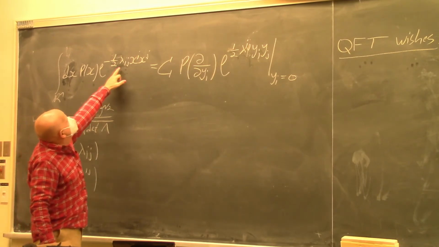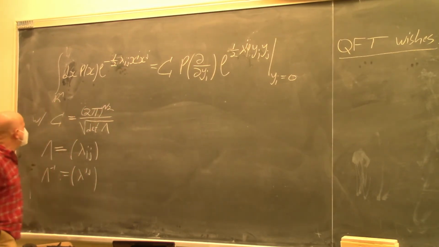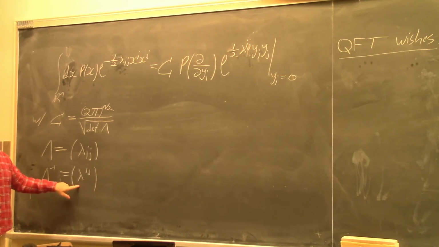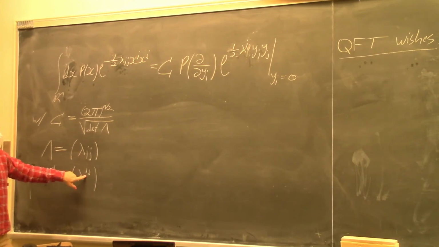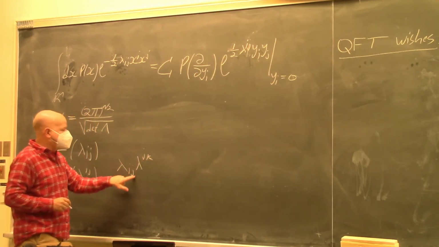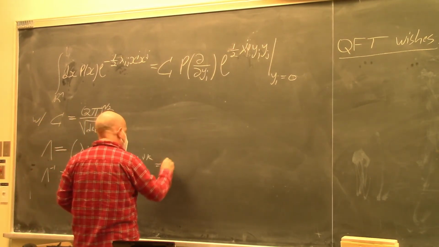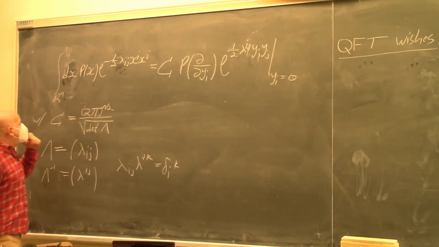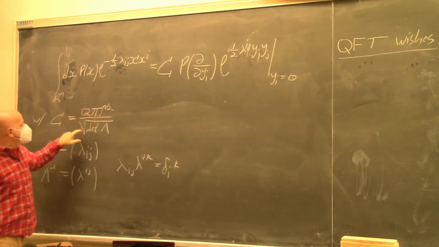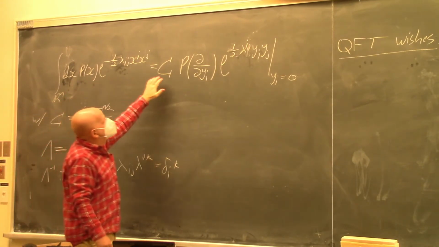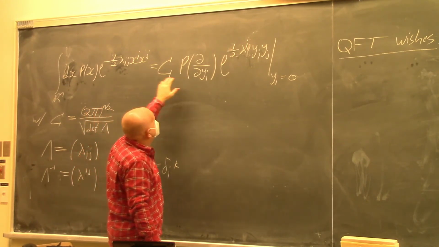Anyway, lambda ij is a symmetric, positive definite matrix. We write the matrix as uppercase lambda. The inverse of lambda is also called lambda ij, but with upper indices instead of lower indices. This means that if you multiply lambda ij times lambda jk, with summation over repeated indices, then this is the identity matrix, delta ik. And c is the constant 2 pi to the n over 2 divided by the square root of the determinant of lambda.